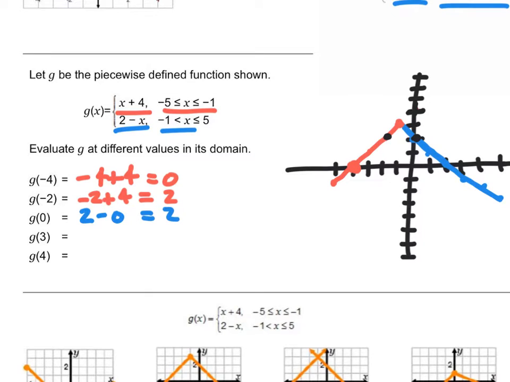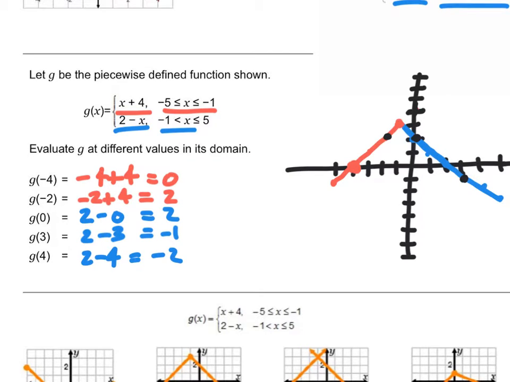Yeah. Good. Okay. G of 3, okay, G of 3 is a positive 3. It's in between negative 1 and 5, so I'm going to use this function. So then I'm going to do 2 minus 3, which gives me a value of negative 1. Okay, and you can see that point over here. All right. G of 4, again, is in this interval from negative 1 to 5. So I do 2 minus 4 to give me negative 2.